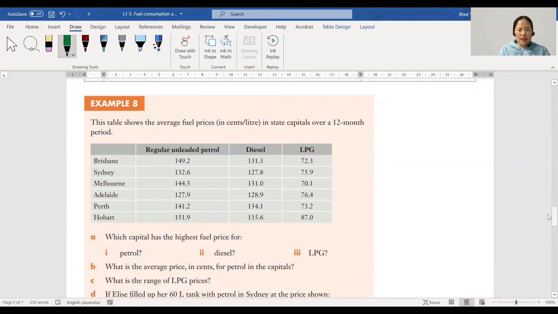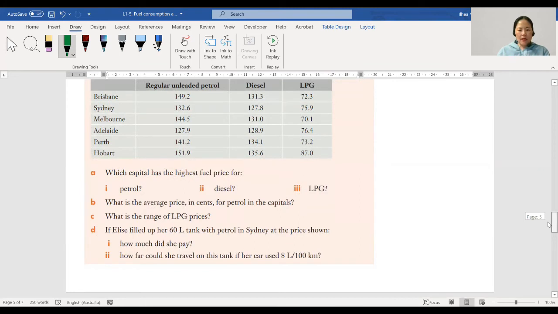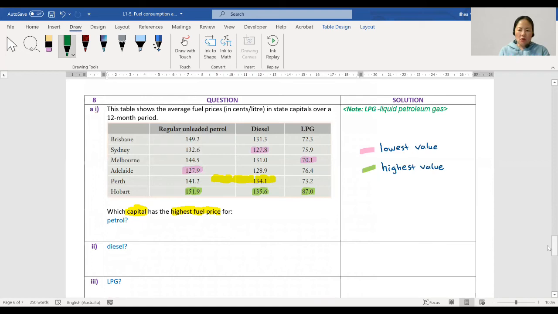Example 8. This table shows the average fuel prices. Now remember, it's in cents, not dollars, so make sure you be careful about that. You divide by 100. In cents per liter in state capitals over a 12-month period. So we've got Brisbane, Sydney, Melbourne, Adelaide, Perth, Hobart. Which capital has the highest fuel price? I highlighted pink as the lowest value for all 3 different types of fuel, and green as the highest.